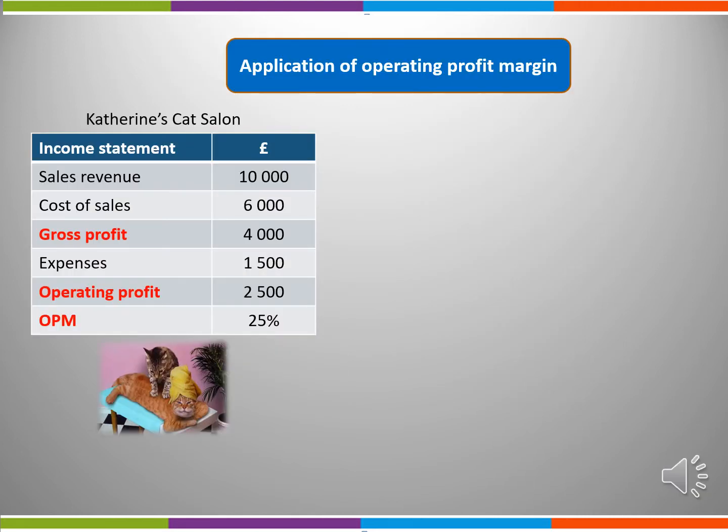When commentating on operating profit margins, it's important to look at the type of market that the business operates in. Catherine's cat salon operates in a niche market with high costs as it is a premium product. To cover these costs, it charges high prices. As a result, the profit margin per unit is high. Despite having a comparatively low sales revenue of £10,000, this leads to a high operating profit margin of 25%.